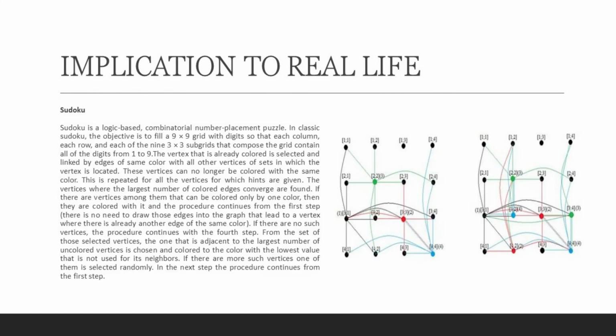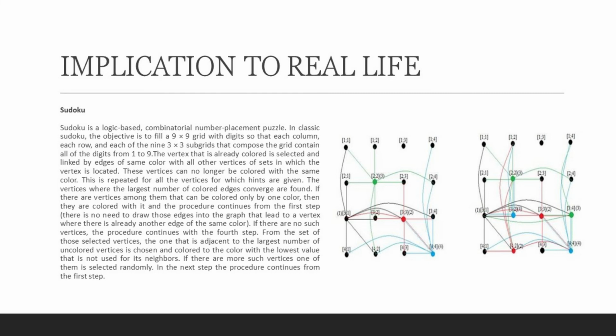Lastly, we also use graph theory to solve Sudoku. Sudoku is a logic-based combinatorial number placement puzzle. In classic Sudoku, the objective is to fill a 9 x 9 grid with digits so that each column, each row, and each of the 3 x 3 subgrids that compose the grid contains all the digits from 1 to 9.